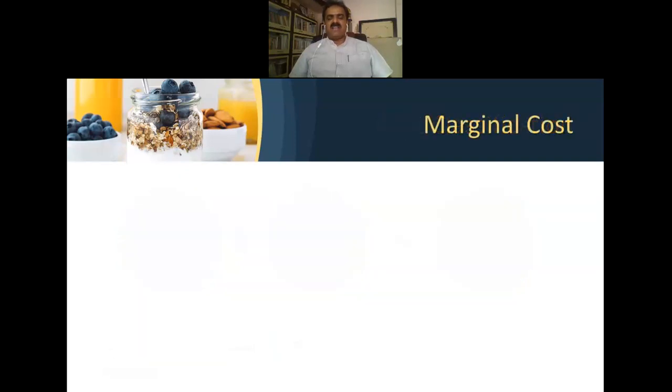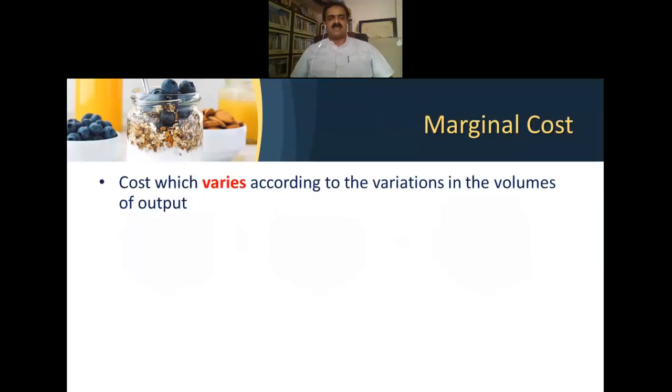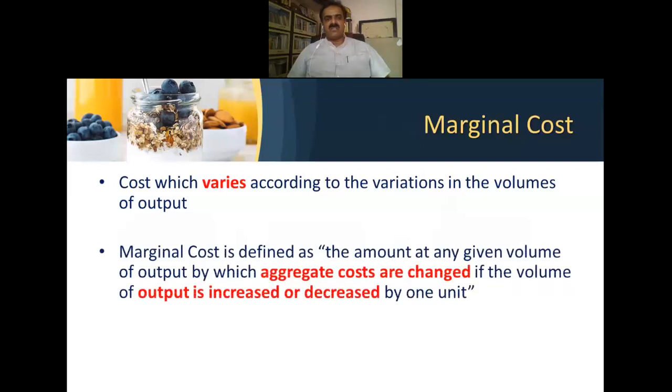After determining the value of cost, you must understand what marginal cost is. Marginal cost is a cost which varies according to the variations in the volume of output. Any kind of expenditure will remain fixed to a certain extent. We may call it semi-variable or semi-fixed cost. As and when the output increases by an addition of every unit, the cost may slightly increase. That's what you are going to understand in the case of marginal cost.